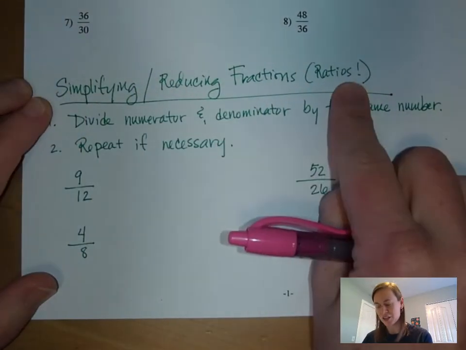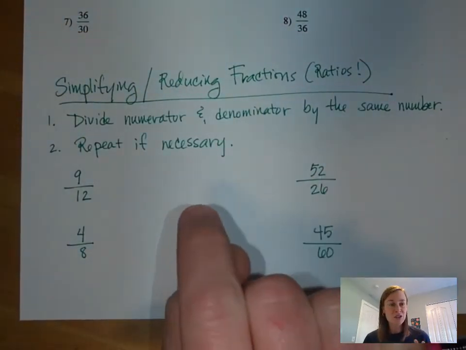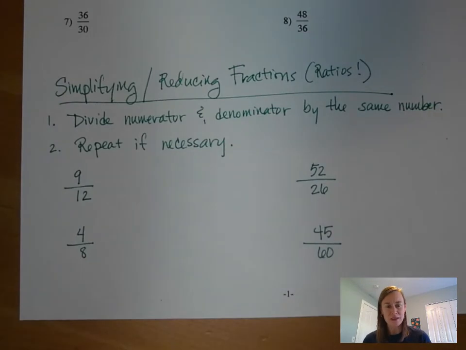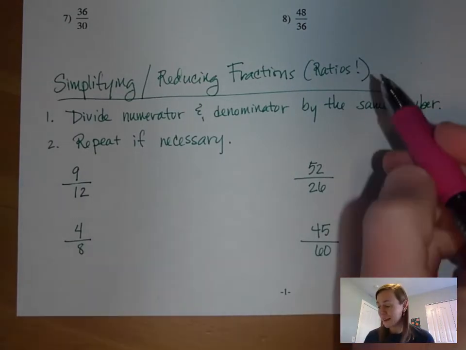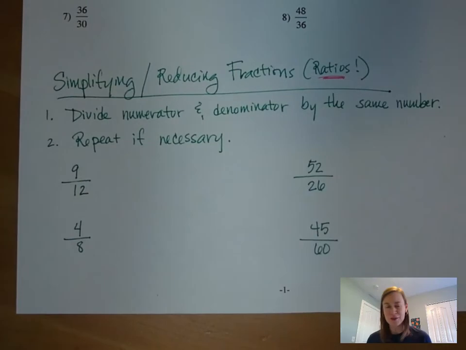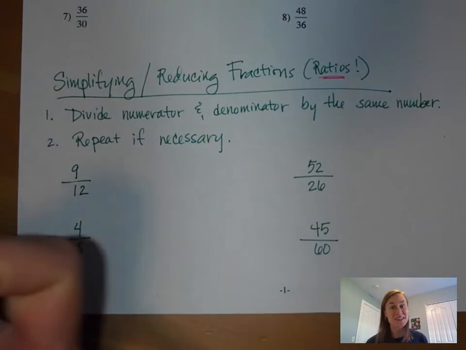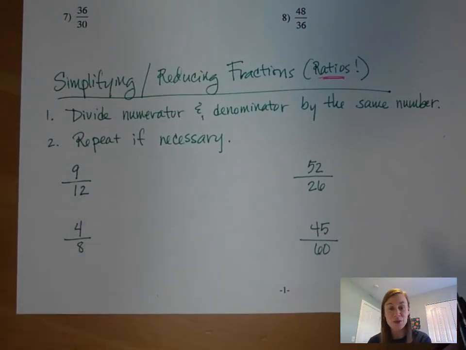Simplifying or reducing fractions. Just want to make sure you know that they mean the same thing. Simplifying fractions is the same thing as reducing fractions. Depending on what teachers you've had before, you might have heard different words for the same thing. I also wrote ratios here in parentheses because ratios are basically fractions, right? And they can be reduced or simplified in the exact same way.